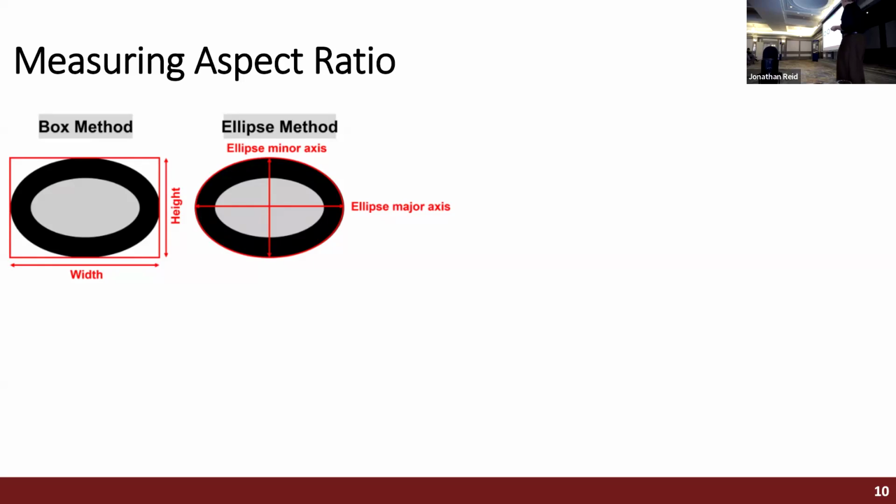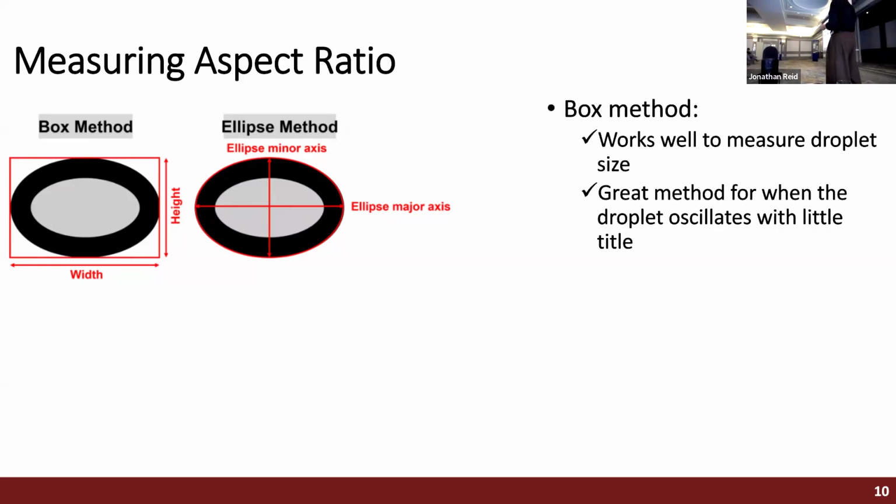So I played around with measuring water with these two methods, and what I found is that the box method works the best when it does work, which means that I have to use it with the coalescing droplets. I have to maneuver them so that they oscillate with as minimal tilt as possible. And it's also the best method to get an accurate measurement of the droplet radius.